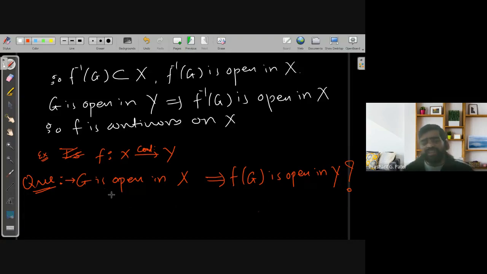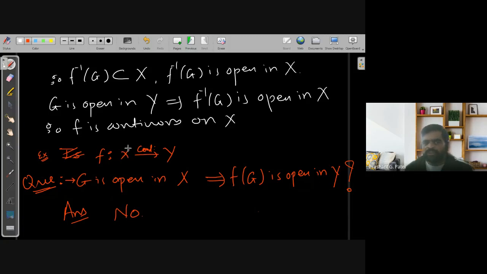So it says that the image of an open set is open, because this is the open set in X. The image of G is F of G. Will it be open in Y? The answer is no. The hint is the previous example.